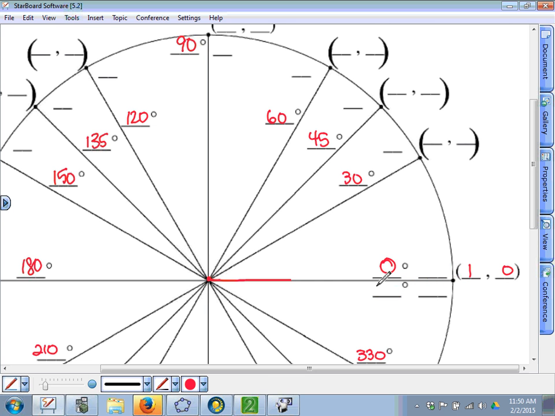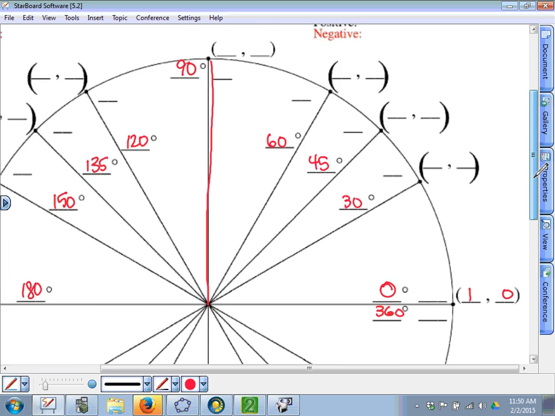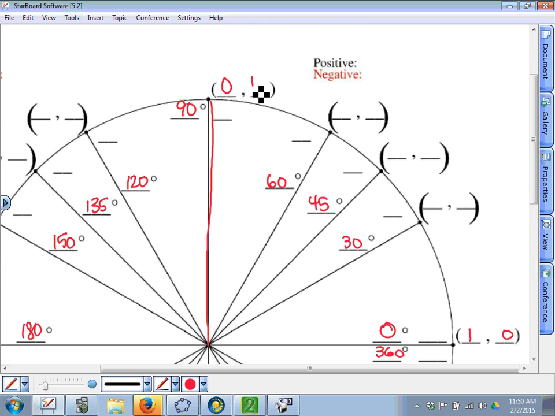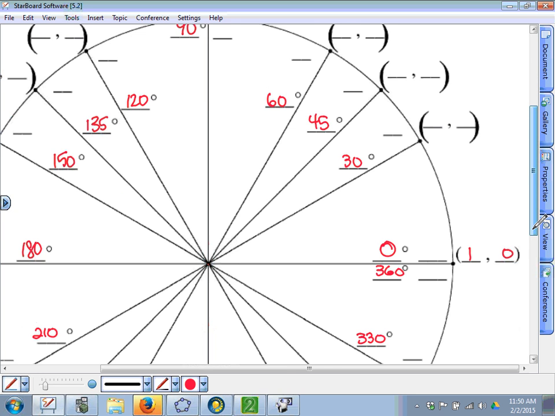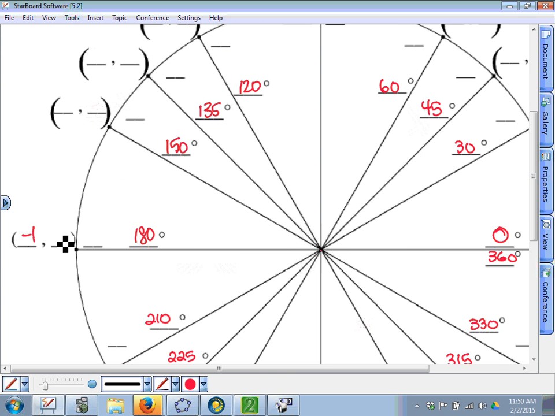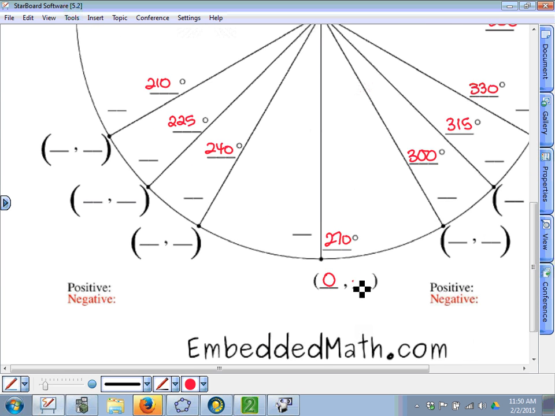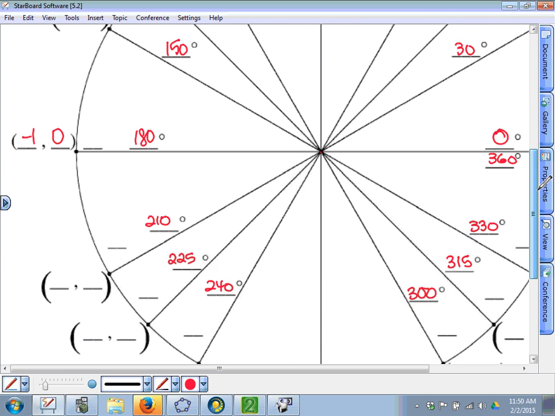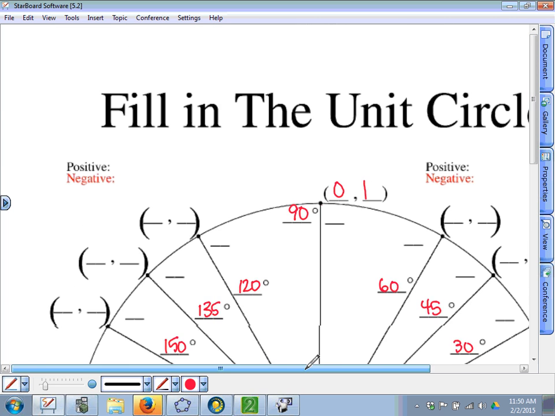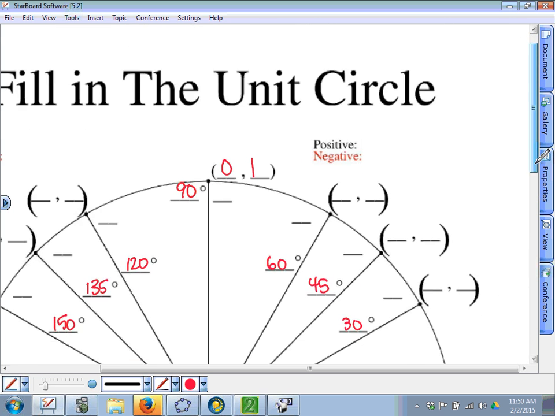You guys with me still? Now skipping these ones in the middle. What if I start at the origin and go straight up to the top of the circle? That'd be 0, 1. This would be -1, 0. 0, -1. Good. I know I'm going pretty quick. I'm sorry, but I want to get this done before the bell rings.